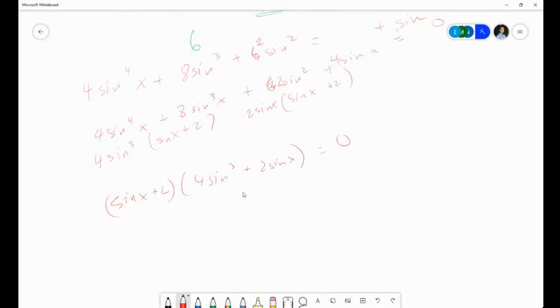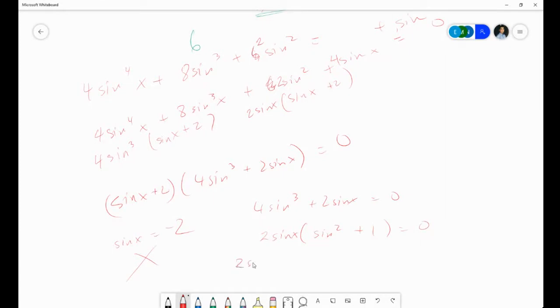Now you can set that equal to 0 and solve. Okay, so sine x is equal to negative 2, and that doesn't work. 4 sine cube plus 2 sine x equals 0. And looks like we can take out some more stuff here. Take out 2 sine x, right? And so we have sine square plus 1.